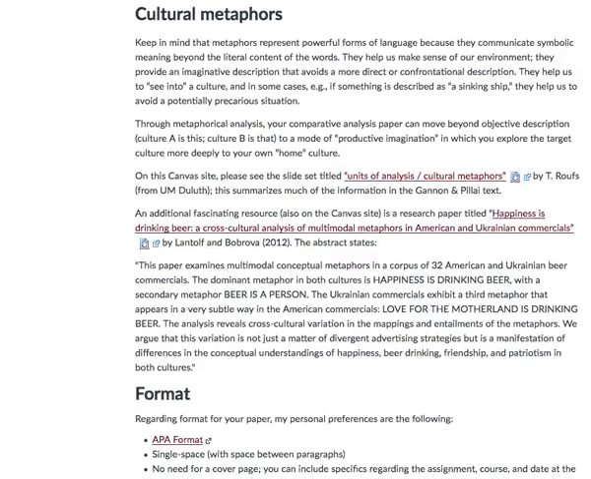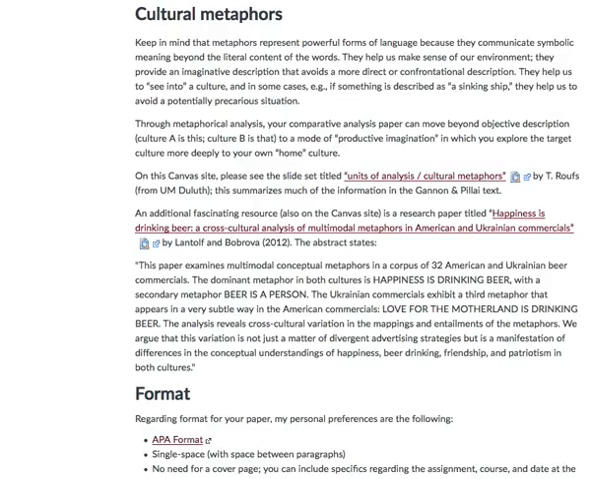Sometimes people have initially some difficulty understanding, wait a minute, what is a cultural metaphor? So keep in mind that metaphors represent powerful forms of language. They communicate symbolic meaning beyond the literal content of the words. Think of how much in the U.S. we use the metaphor of the game. Are you in the game or not? Are you on offense or defense? And just the importance of understanding that and how much it helps you to see into, in this particular case, our highly individualist, low context culture.